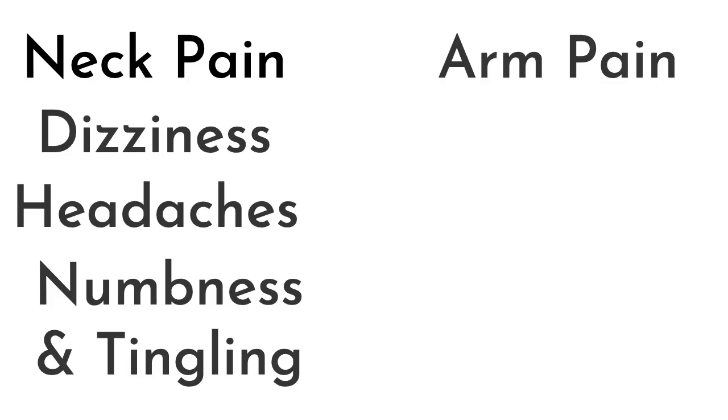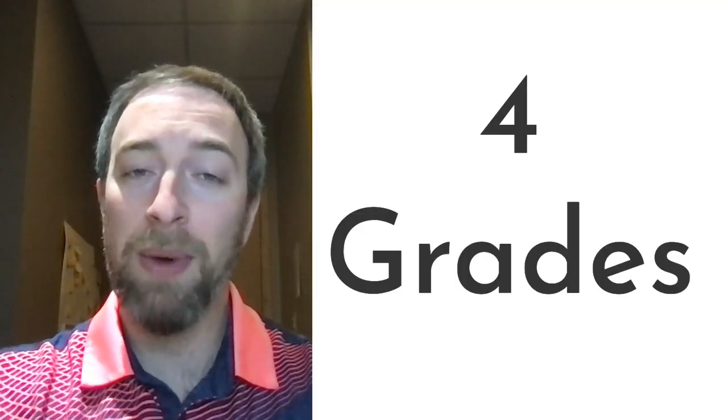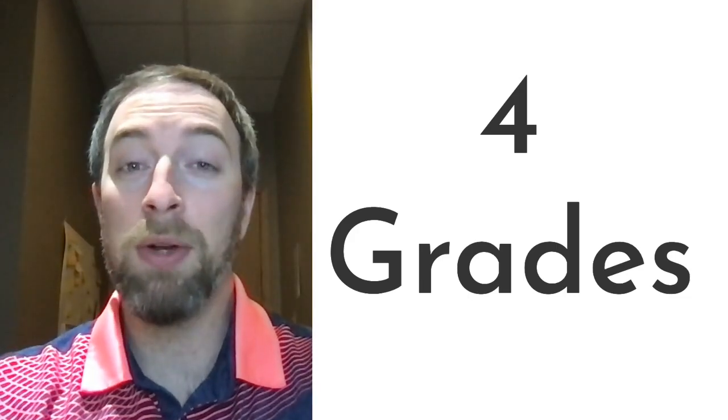Oftentimes, that may include neck pain, dizziness, headaches, numbness, tingling, arm pain, shooting back pains, falling down, jaw pain. There's a wide slew of possible injuries that can happen. So how do you determine if you have a whiplash injury? Well, there's 4 grades of whiplash injuries. These are graded 1, 2, 3, or 4.